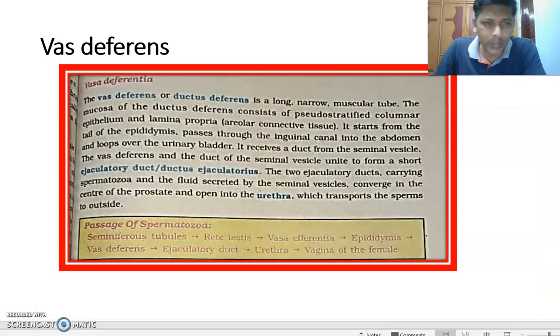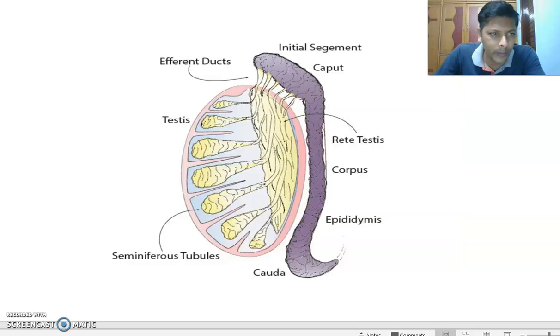Okay, next, come to the next part. Vas deferens, vasa deferentia plural, vas deferens singular. The vas deferens or ductus deferens is a long, narrow muscular tube. LMN: long, narrow muscular tube. I will show you that one here.